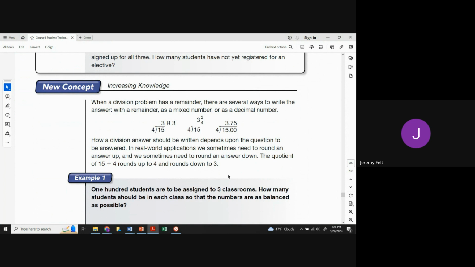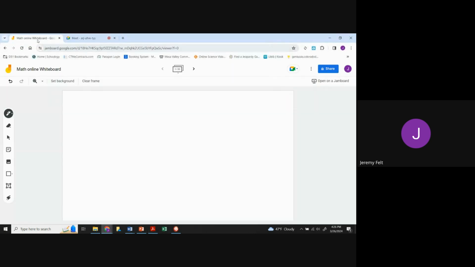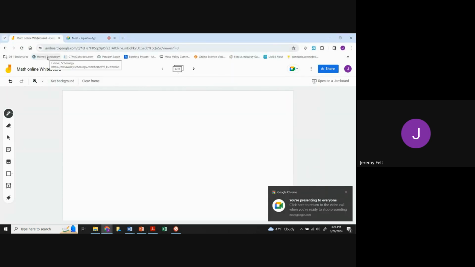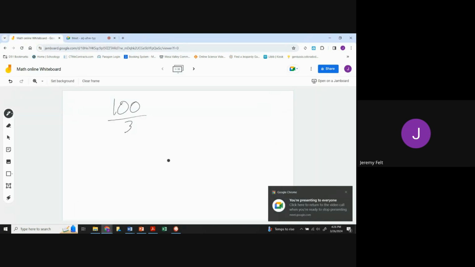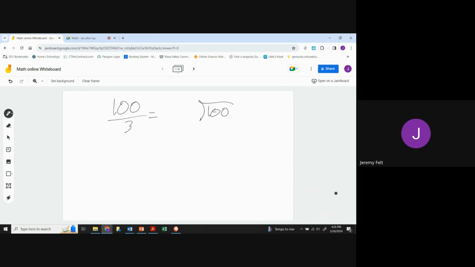Okay, so 100 students can be assigned 3 classrooms. How many students should be in each class so the numbers are balanced as possible? So we're tasked with filling in classrooms as equally as possible. So we have 100 students, and we're going to divide them into 3 classrooms. Do it like this. Either way, it's division. Use your calculator. We'll do it both ways.